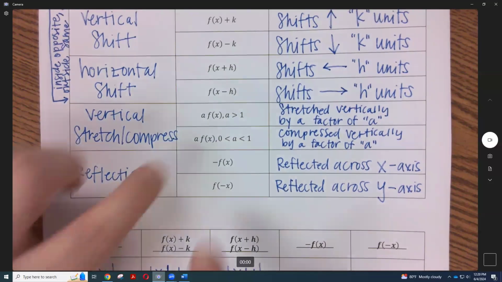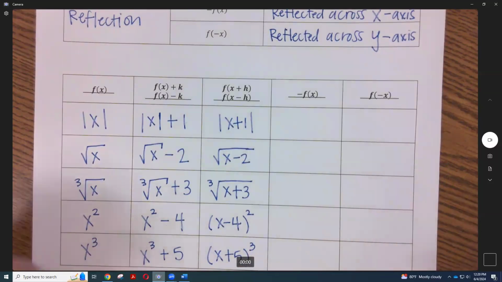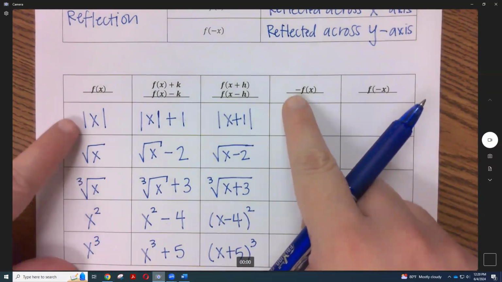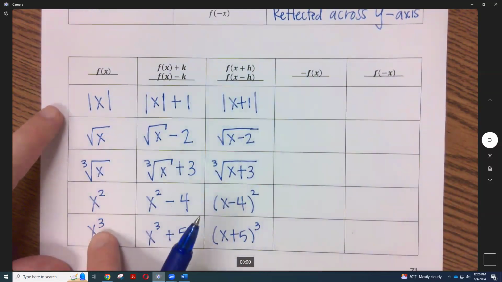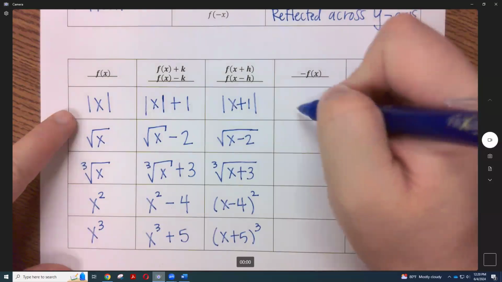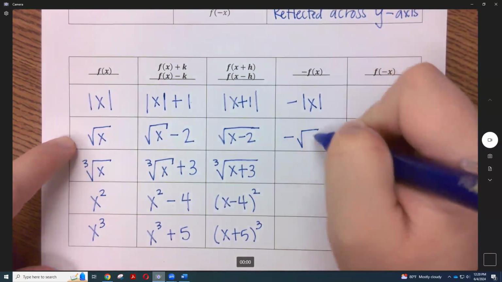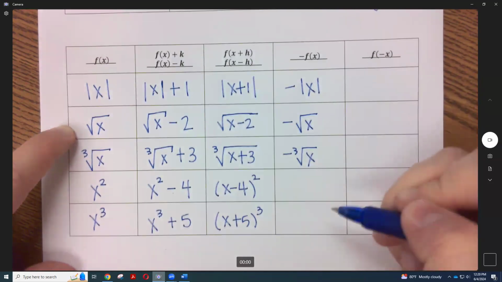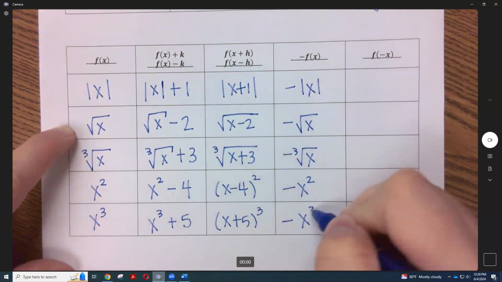So again, very similar notation. Let's make sure we understand the difference. When it's reflected across the x, that negative goes outside that function. So outside the bars, outside of the radicals, outside of the squared. So we have negative absolute value of x, negative square root of x, negative cubic root of x, negative x squared, and negative x cubed.